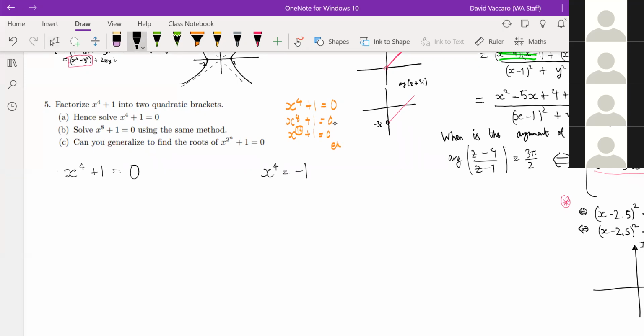let's write it a different way, x to the 4 equals -1. Yeah, we could plot x in the complex plane. What would happen to the argument of x when we raise it to the power of 4? Well, the argument would quadruple, and we would want the argument of x to the 4 to be the argument of -1, which is pi. So we'd want an argument of pi over 4.